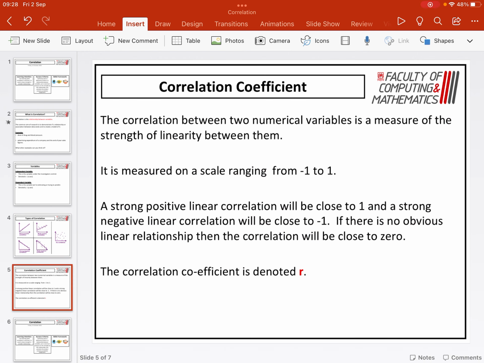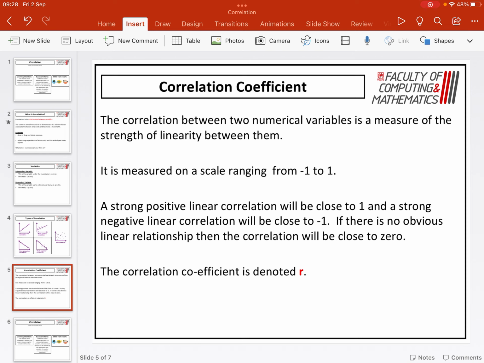We use the correlation coefficient to do that. So the correlation between two numerical variables is a measure of the strength of linearity between them. It's measured on a scale that ranges from -1 to 1. A strong positive linear correlation would be close to +1, and a strong negative linear correlation would be close to -1. If there's no obvious linear relationship, then the correlation would be close to 0. Rather strangely, instead of using C to denote the correlation coefficient, it's the letter R.